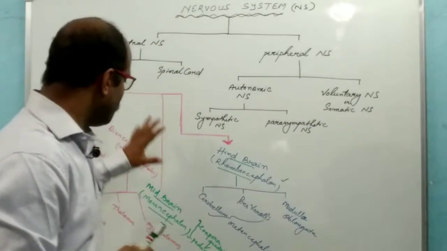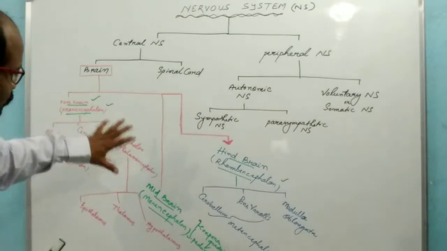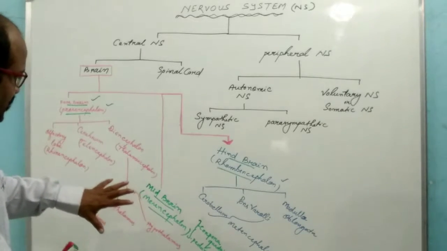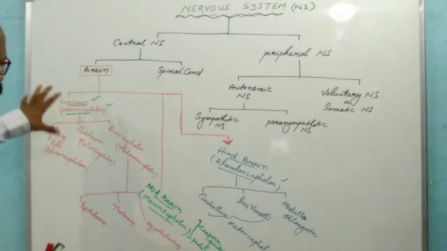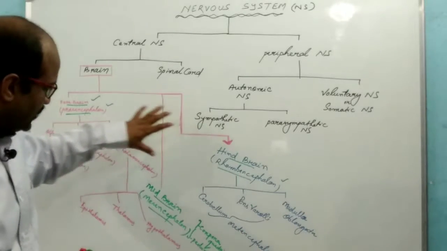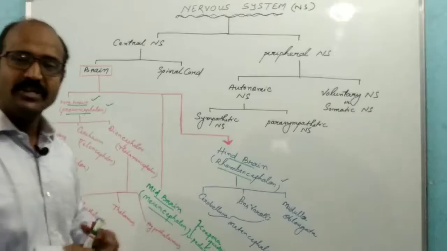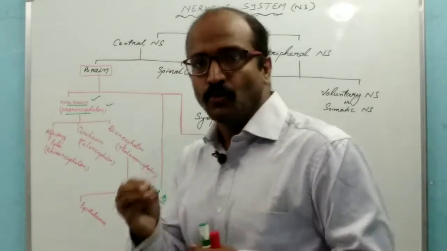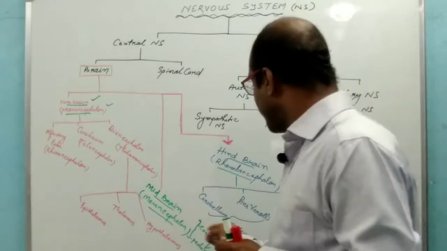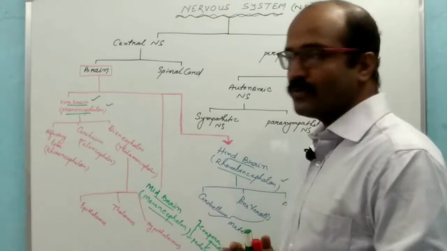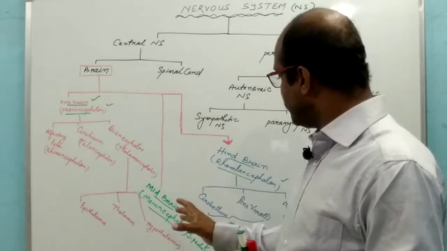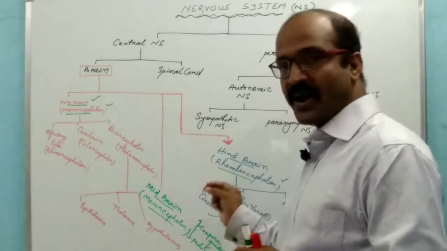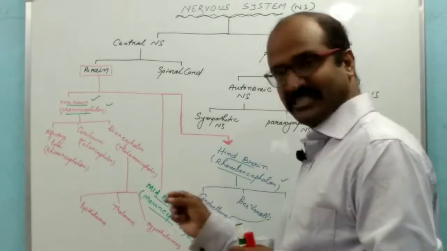Now come to the midbrain. The midbrain, also known as the mesencephalon, is actually totally covered by the forebrain and the hindbrain, and it has two parts. One is the corpora quadrigemina and another is the peduncles. So the midbrain has only two major parts: the corpora quadrigemina and the peduncles.